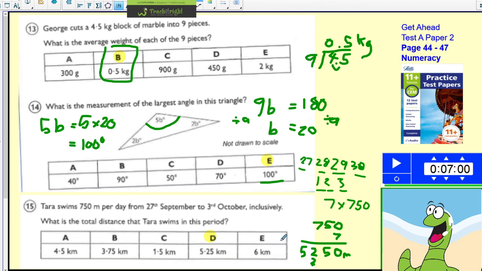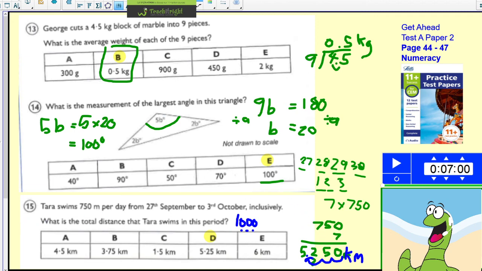Kilometers, which again is divided by 1,000. Remember, 1,000 is 3 zeros, so I need to move my decimal place 1, 2, 3. So I end up with 5.25 kilometers. You see, if I put the decimal there, it's 5.25 kilometers. We ignore the 0.